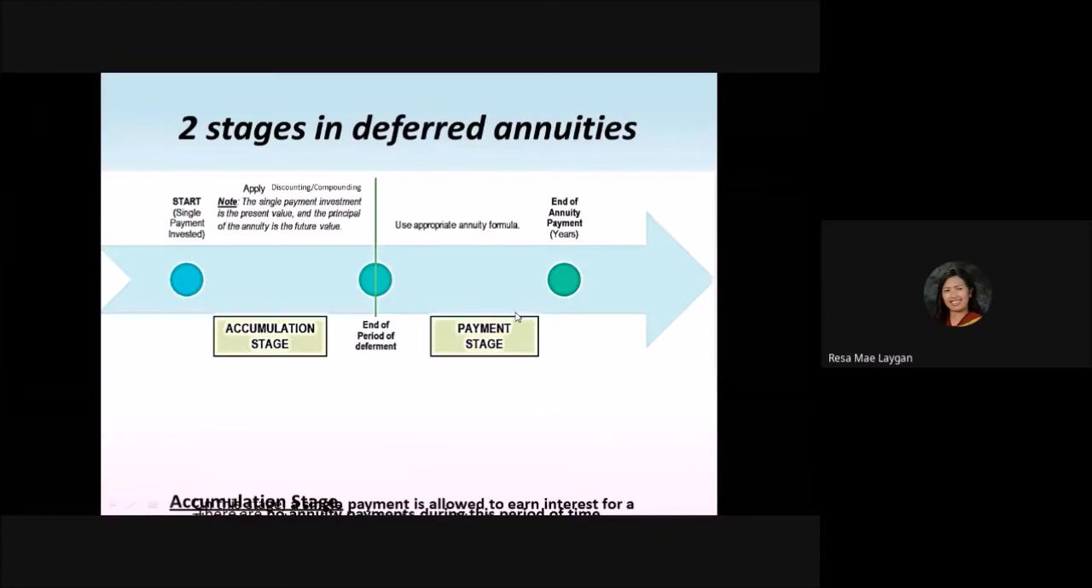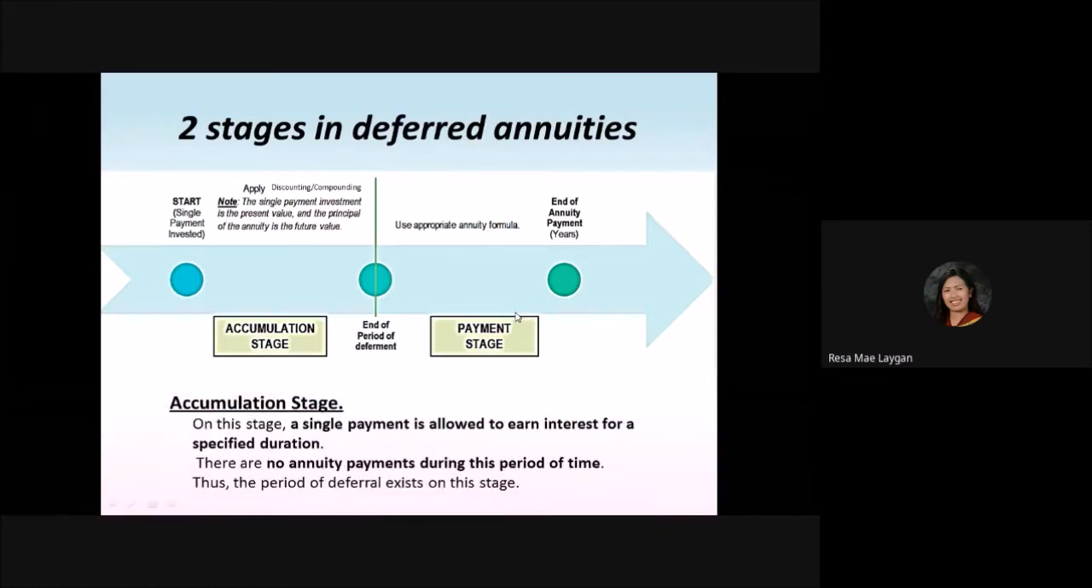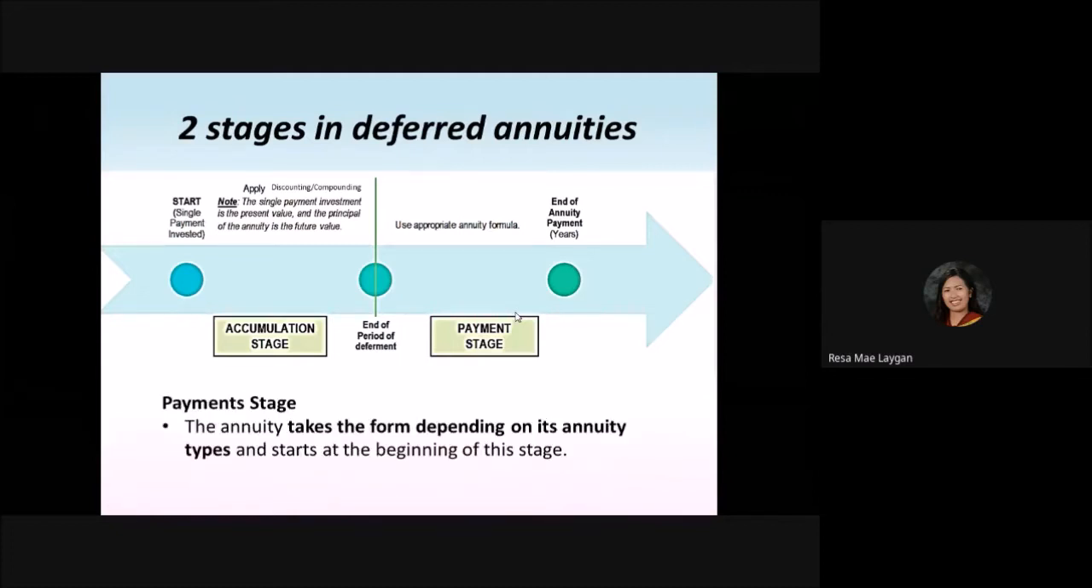In the accumulation stage, a single payment is allowed to earn interest for a specific period. There are no annuity payments during this period of time, thus the period of deferral exists on this stage. During the payment stage, however, the annuity takes its form depending on its annuity type and starts at the beginning of this stage. On this stage, you have to apply the annuity formula. The maturity value of the accumulation stage is the same as the principal for the payment stage.